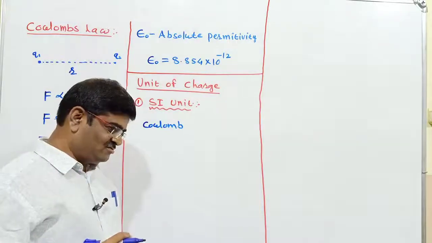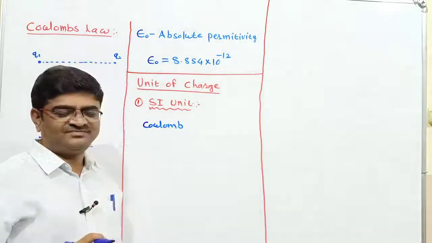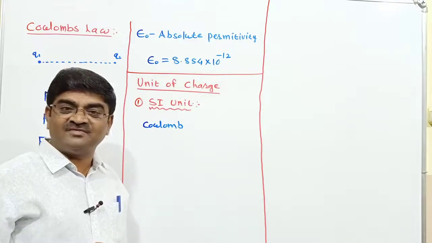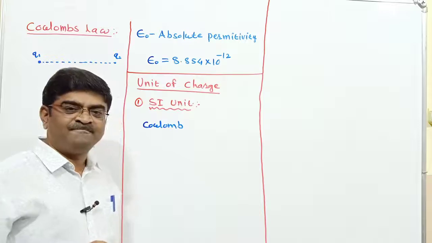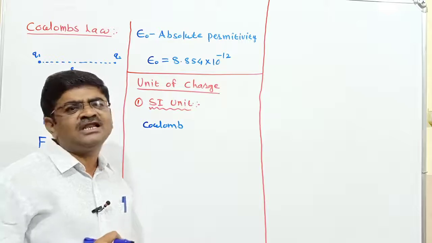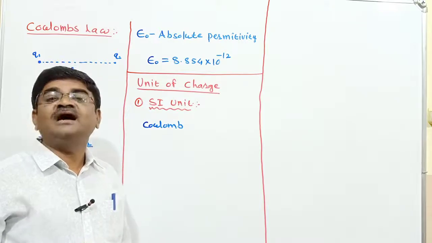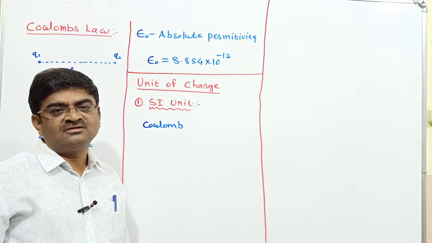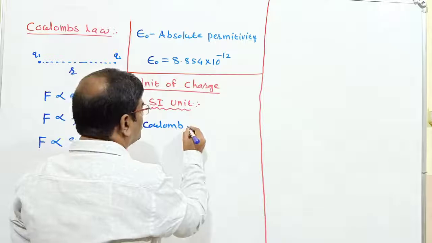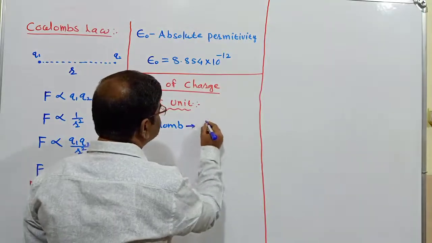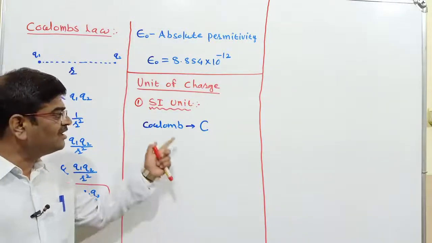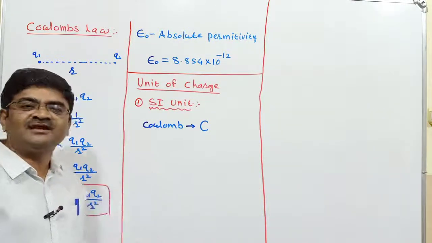And you know, for every unit you have studied in the first year, while studying units and measurement, certain rules are there. While writing the abbreviation of any unit of any physical quantity, you will have to go with a well decided abbreviation for that unit. And for Coulomb, the abbreviation we write is a capital C. Capital C for Coulomb, the SI unit of electric charge.